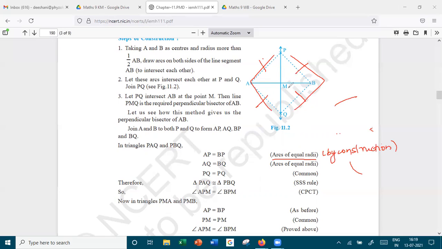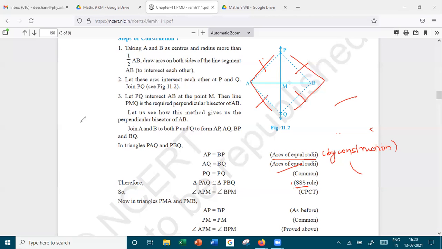Okay, and PQ is the same as PQ, which is common, right? And that's why these two triangles are congruent by the SSS rule, which stands for side, side, side. When there are three sides which are equal, you use the SSS rule. And because of that, there is this property of congruent triangles where you say that corresponding parts of congruent triangles are equal, right?